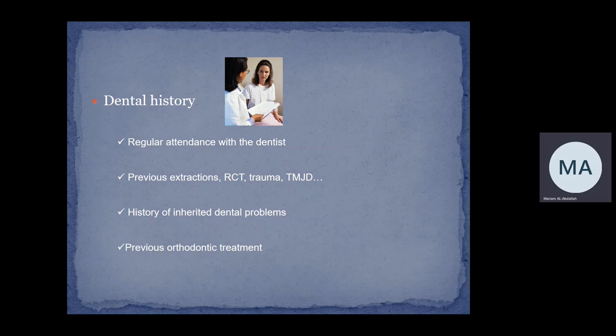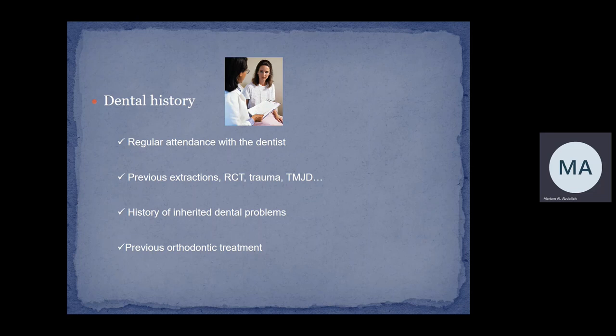You need to record any inherited dental problems in the family. For example, hypodontia, impacted teeth, peg-shaped laterals, small maxilla, big mandible. So this could be like malocclusion problems.